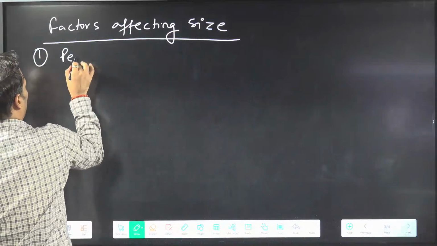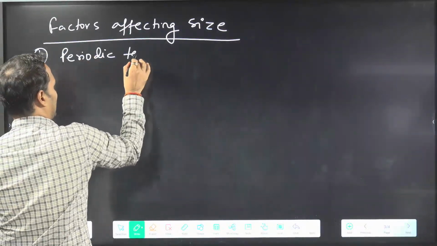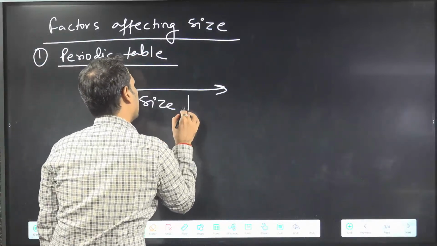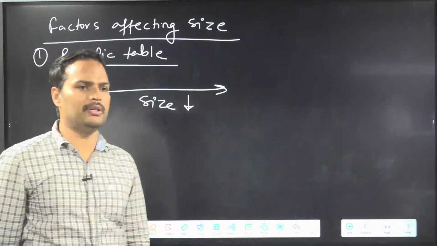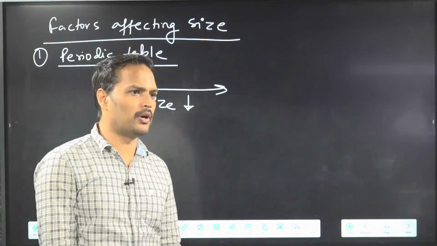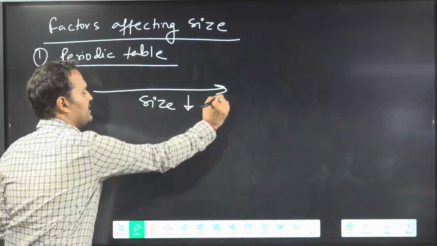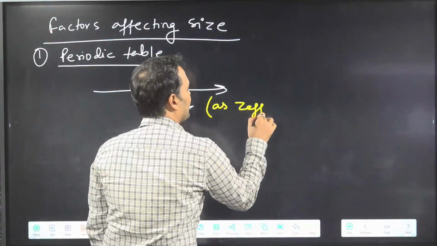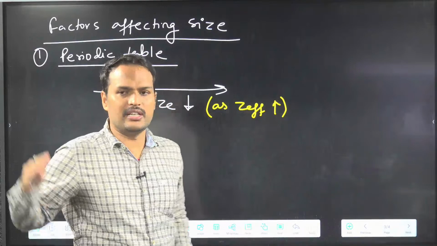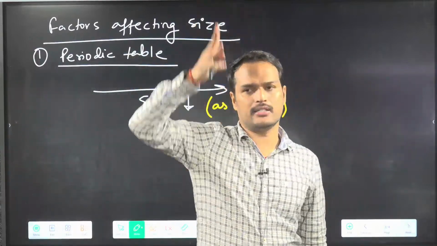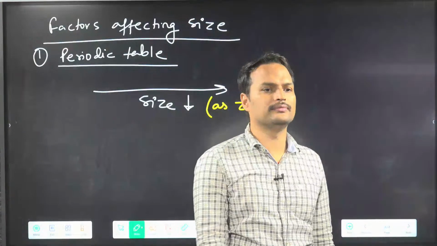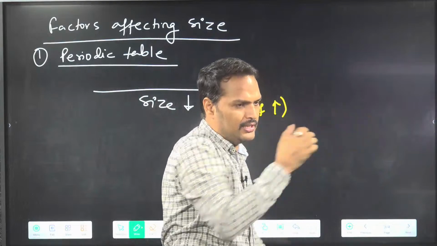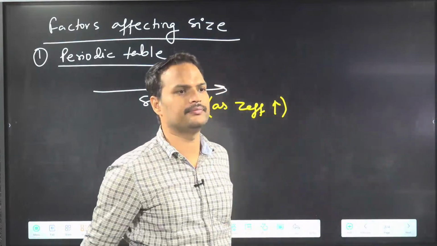Simple things are there. First point though everyone knows. In a period, size decreases. Why does size decrease in a period? This is important. See, we can say that as Z effective increases, we have written before that Z effective in a period increases, down the group almost constant. Clear with this point? So as you are moving in a period, Z effective is increasing, size will decrease.